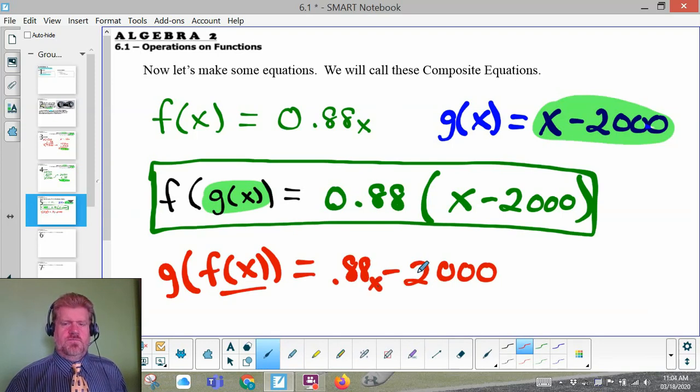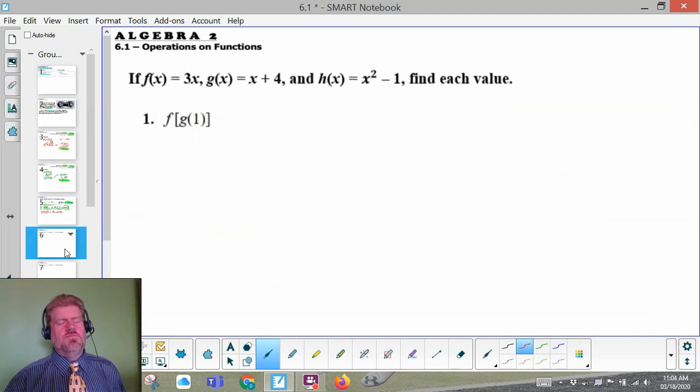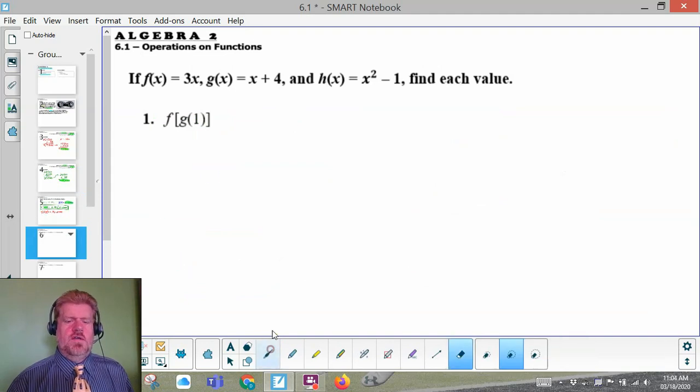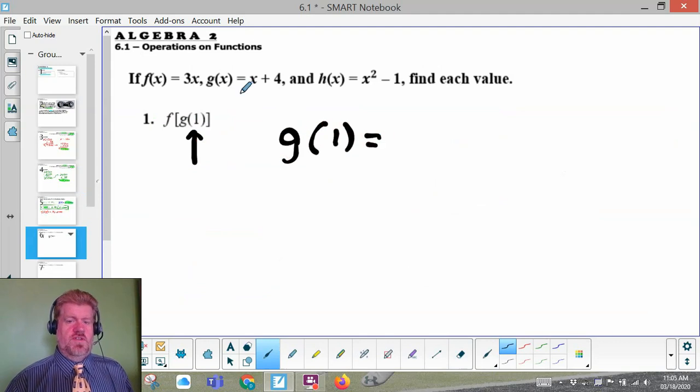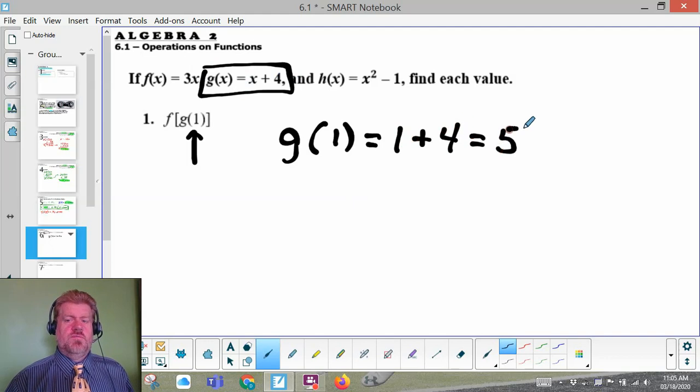Okay, a little bit strange, but let's see some real examples. And once you see some real numerical examples, it might become a little bit more clear. Take g of 1. Now g of 1, remember g is this. G means x plus 4, something plus 4. Well, that something happens to be 1, and of course 1 plus 4 equals 5. So now I know that this equals 5.